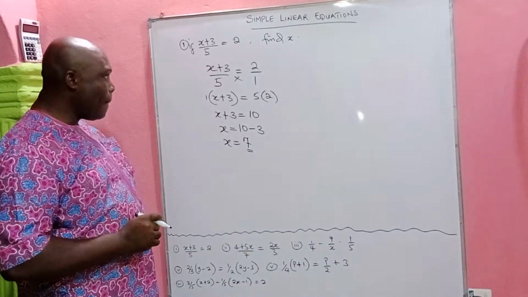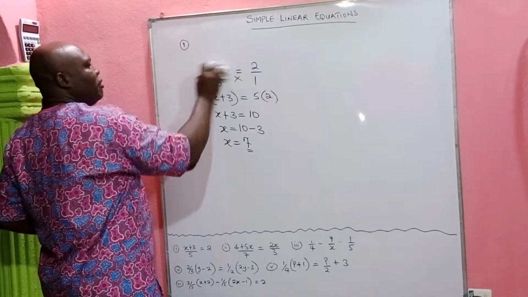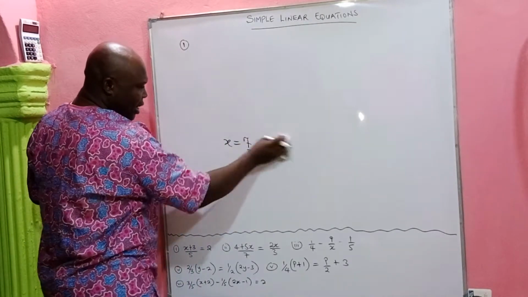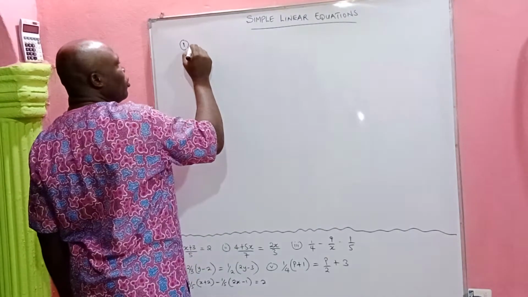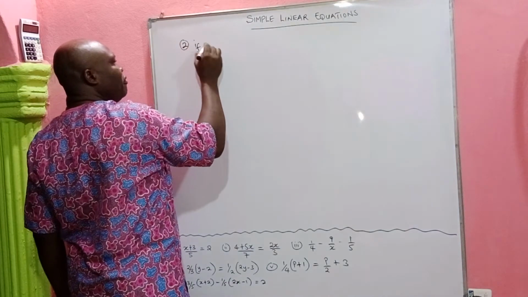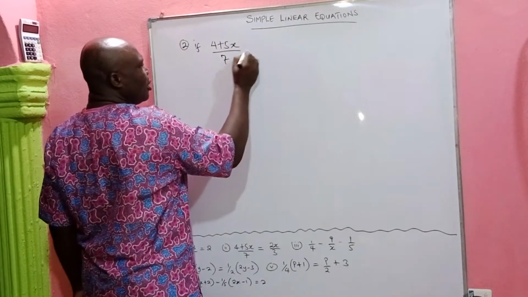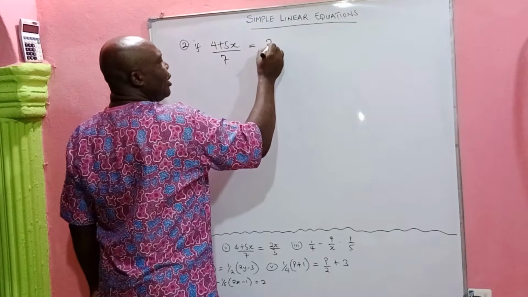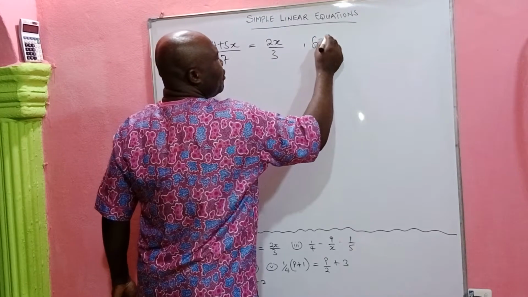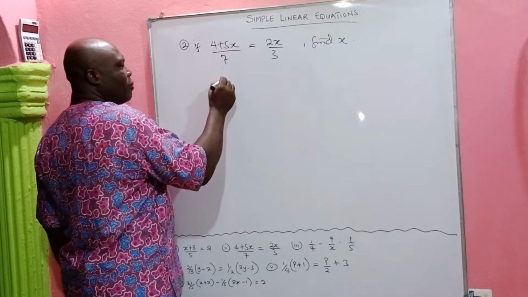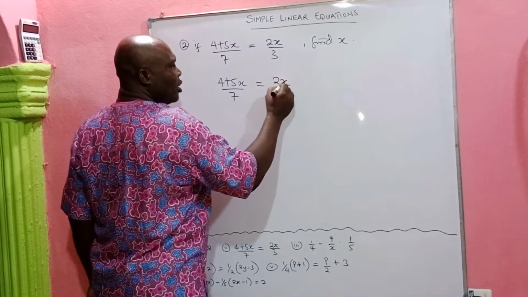Okay, so we'll take number 2. We still want to find the value of an unknown, the value of p or x or whatever, given a simple linear equation that has fractions. Number 2, if 4 plus 5x all over 7 is equal to 2x all over 3, here they say we should find the value of x. So we have 4 plus 5x all over 7 is equal to 2x all over 3.